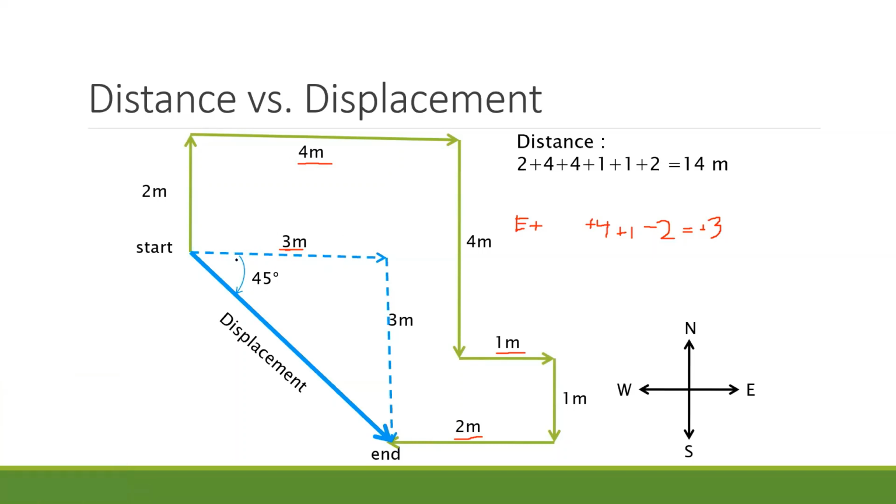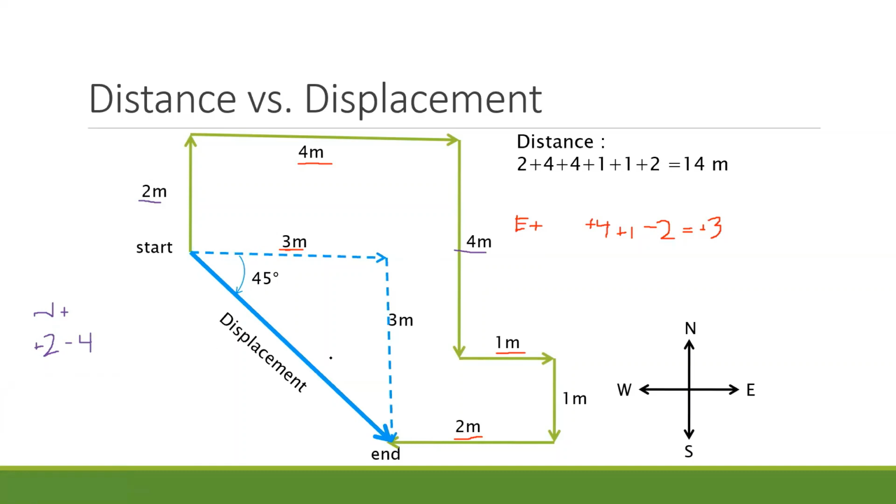As for south, we'll go with, let's say north is positive. That means we've got 2 north, so we've got plus 2. Then we've got 4 south, so we've got minus 4.